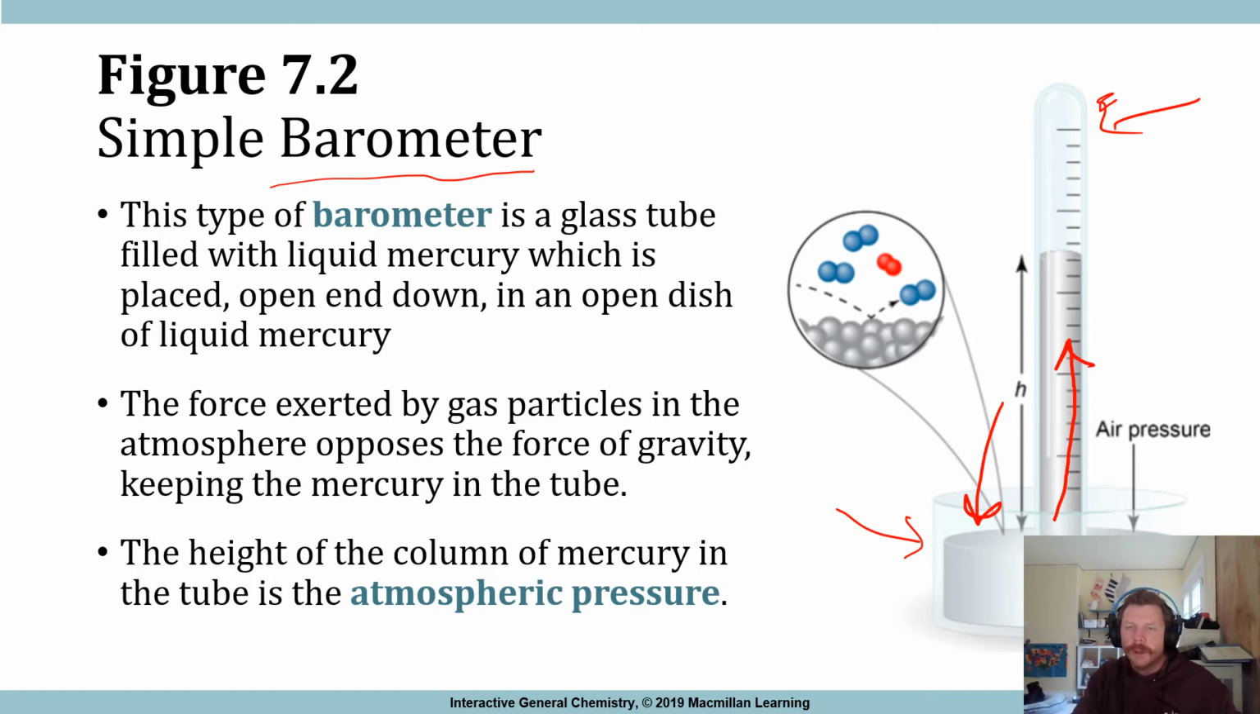And so what that means is that the height of this mercury in this evacuated chamber is going to change. It's going to change based on whether or not there's a large amount of air pressure forced down on that mercury pool or not quite so much. So the height of this column of mercury in this tube is the atmospheric pressure. So that h right here is equal to the atmospheric pressure.